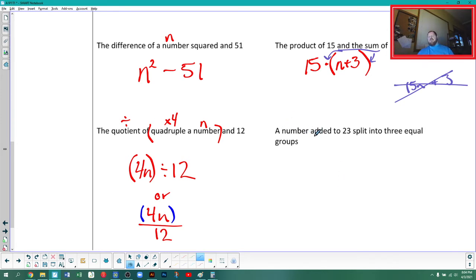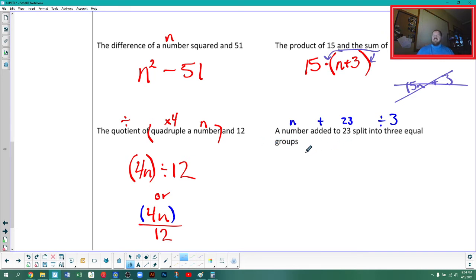Here we have a number added to 23, split into 3 equal groups. Okay, let's kind of make some notes here. So we have a number added to 23, and then somehow this means to split that into 3 equal groups or divide by 3. Okay, that's everything that's going to be happening in this problem, but the order does matter.